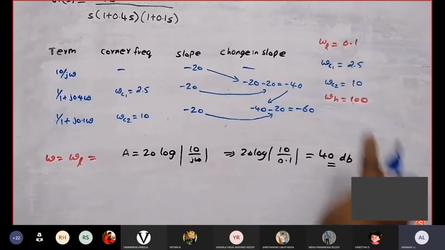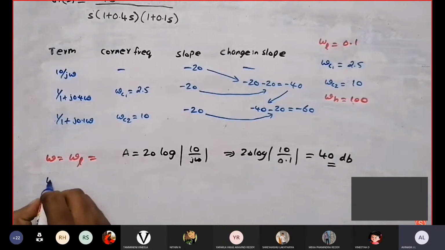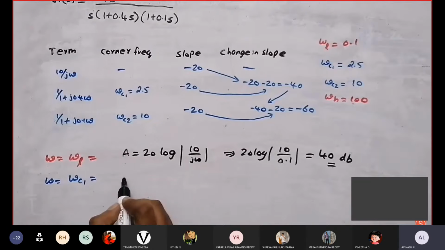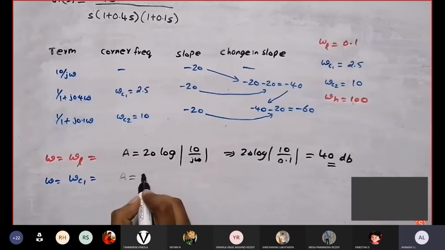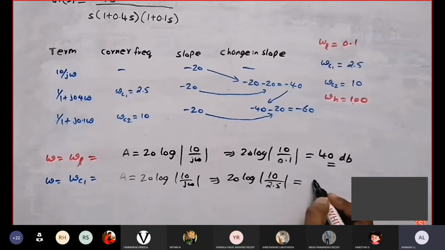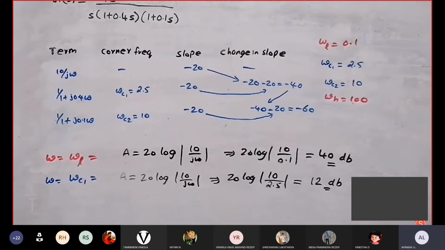Now we need to take the next frequency, omega C1, our first corner frequency. For these first two frequencies, the equation for finding magnitude is the same, 10 divided by j omega. So we substitute 20 log 10 divided by omega C1, where the value of omega C1 is 2.5. We will get the answer as 12.04. We can approximate it to 12 dB. That is our second magnitude when omega equals omega C1.